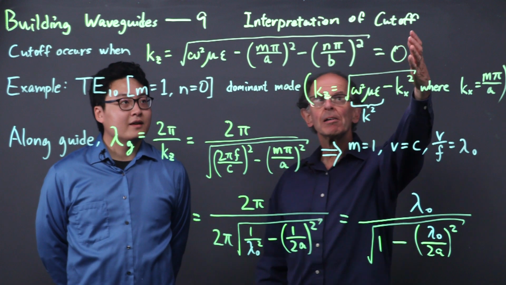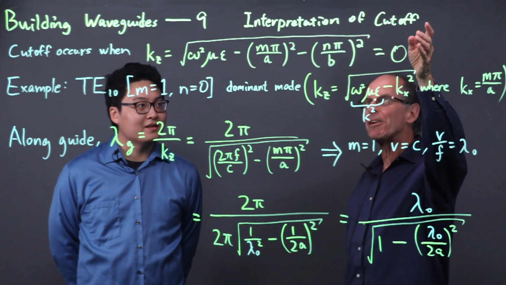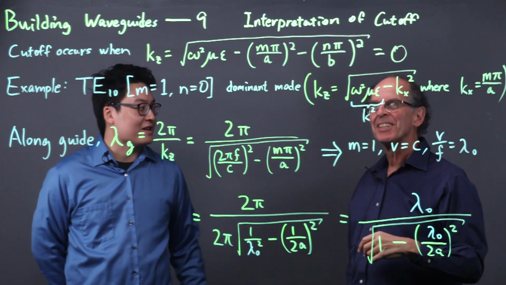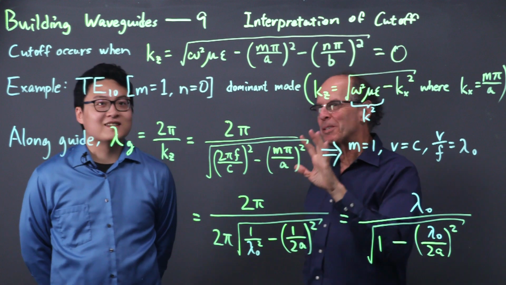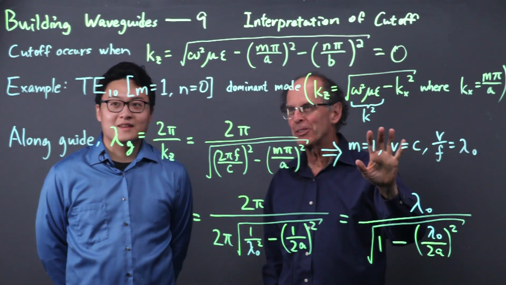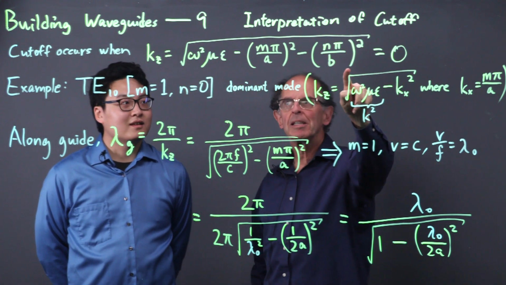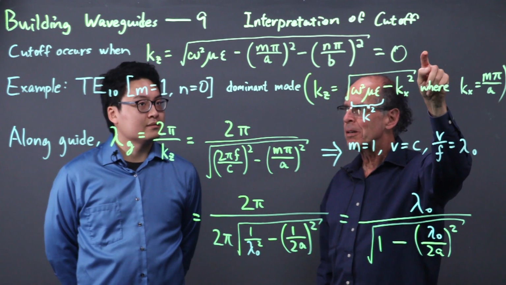Well, here we are, Module 9, following design principles to build our waveguide. We're going to interpret cutoff, the not so mysterious thing. This time we don't have any masks or mystery. The mystery's all gone, and we're going to go further in making it all go away. Here's our result for kz, and cutoff occurs when this thing is equal to 0.